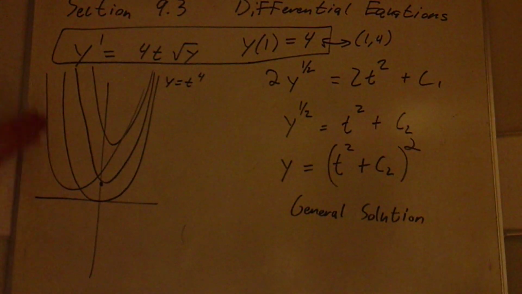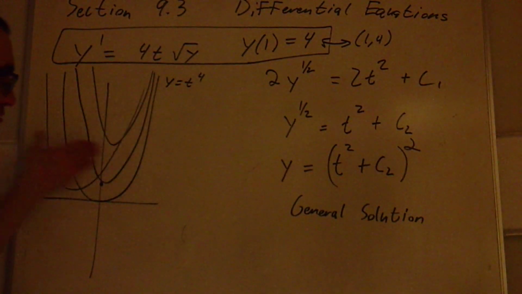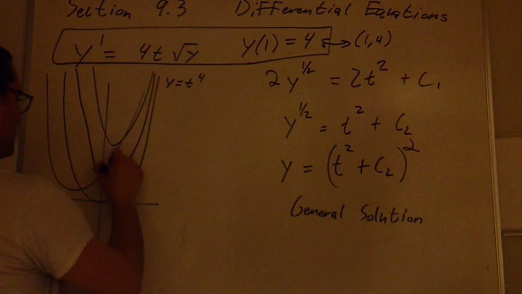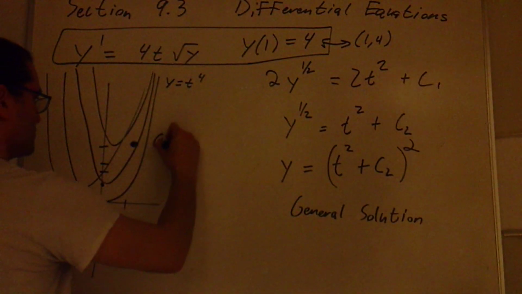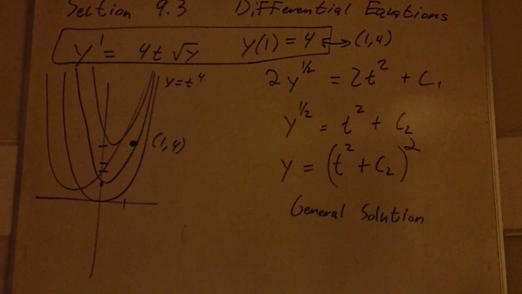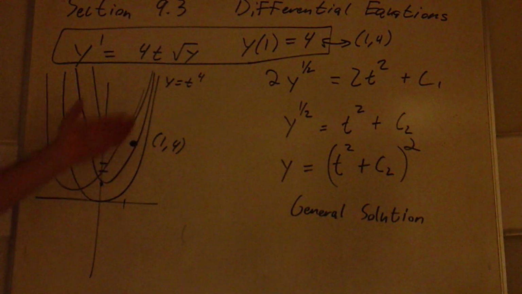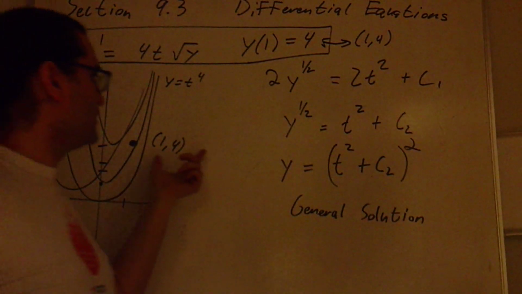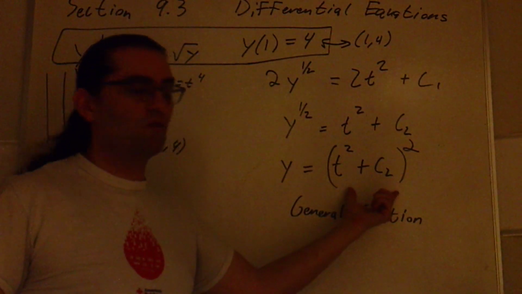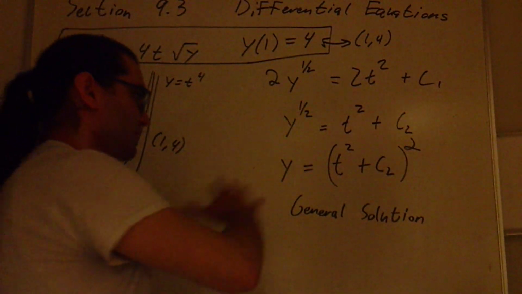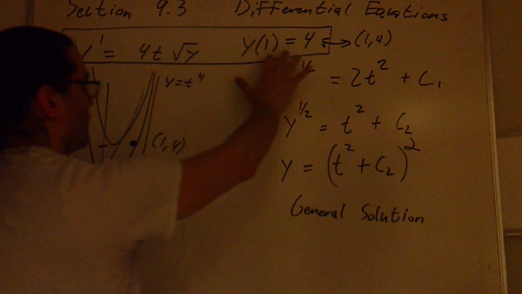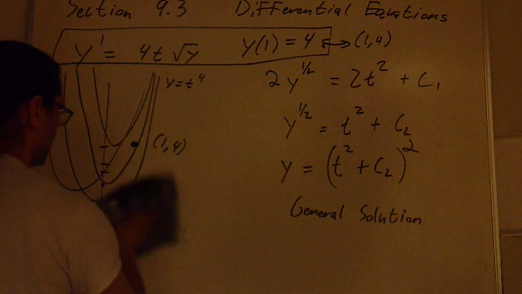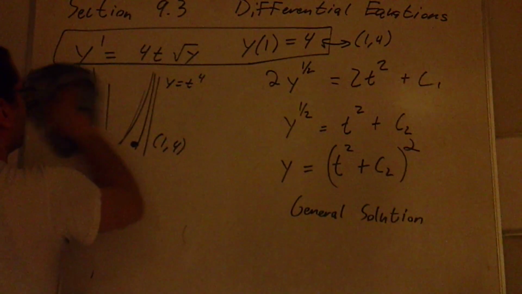Which tells us that from among this infinite family of solutions that all kind of look like this, we're looking for the one in specific that goes through the point 1, 4. Presumably only one of these infinitely many curves will pass through this point, and we can use it to find out what c has to be. And then that will be the particular solution for this differential equation with this initial condition. So I'm going to erase the drawings of this function.